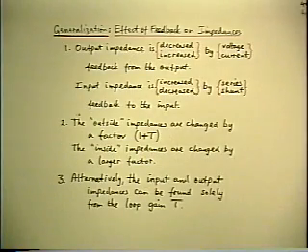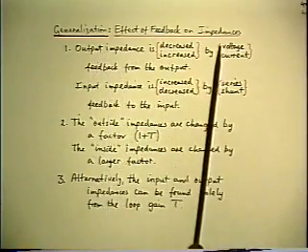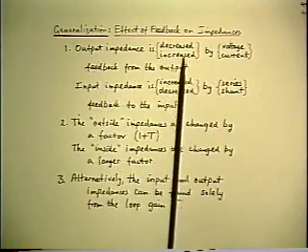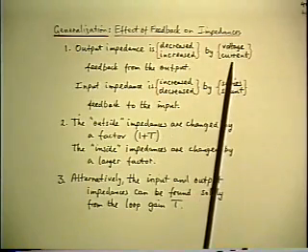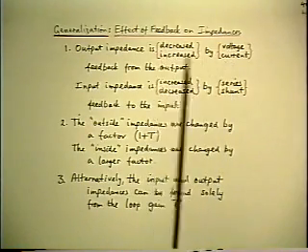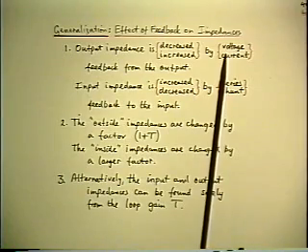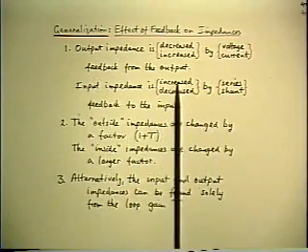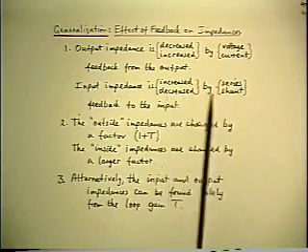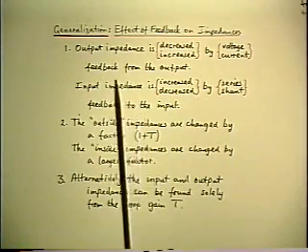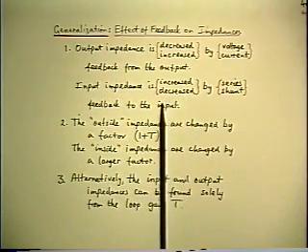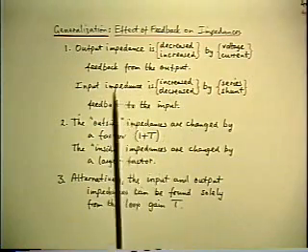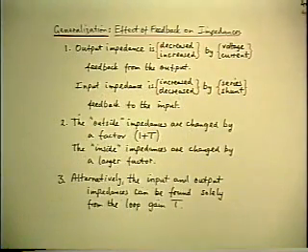Okay, summarize where we are on this. The effect of feedback on impedances. Output impedance is decreased by voltage feedback and increased by current feedback. It's only the connection at the output that makes the difference as to which way it goes. Likewise, the input impedance is increased by series feedback and decreased by shunt feedback. And again, it's only affected by the way you connect the feedback at the input. What you do at the output makes no difference to the input impedance, and vice versa.